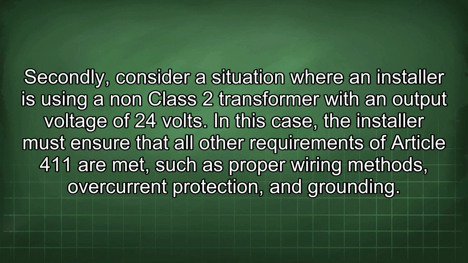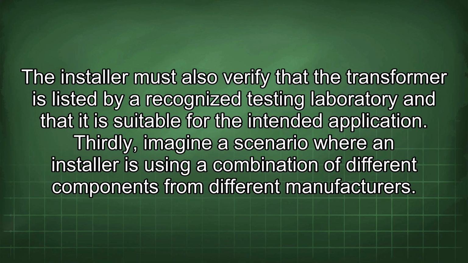Secondly, consider a situation where an installer is using a non-Class 2 transformer with an output voltage of 24 volts. In this case, the installer must ensure that all other requirements of Article 411 are met, such as proper wiring methods, overcurrent protection, and grounding. The installer must also verify that the transformer is listed by a recognized testing laboratory and that it is suitable for the intended application.